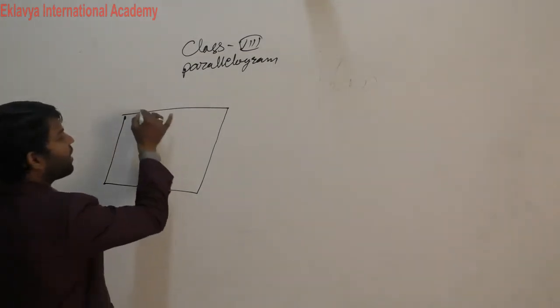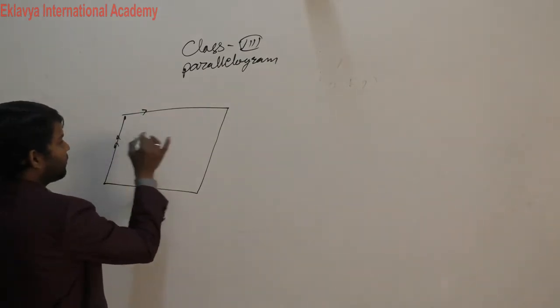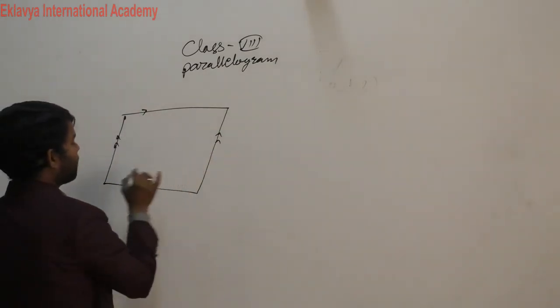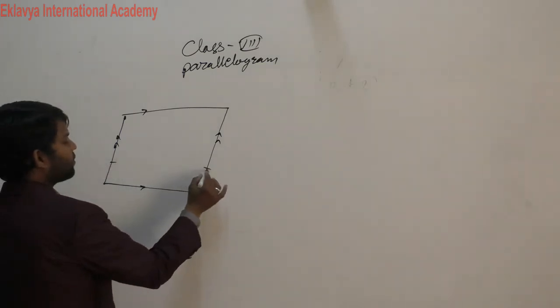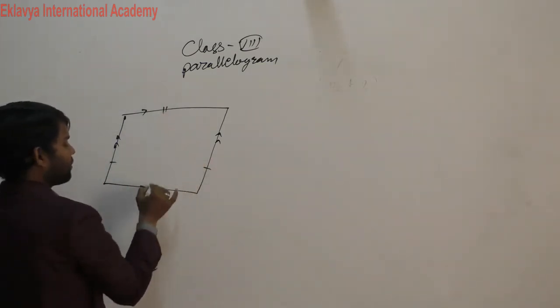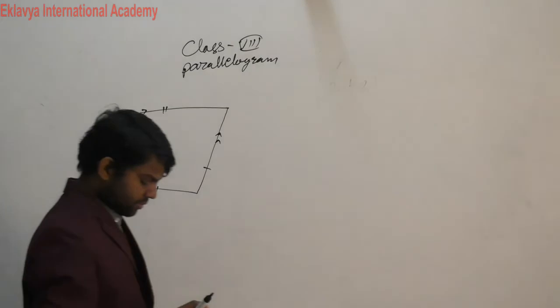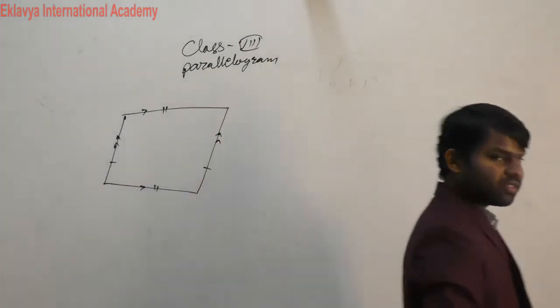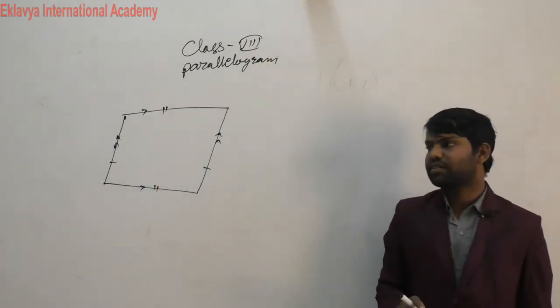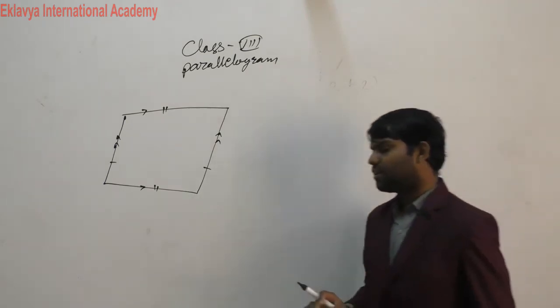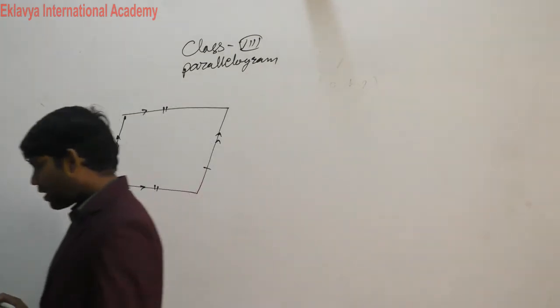opposite sides are parallel and opposite sides are equal. Two properties we have. First one is opposite sides are parallel. Second one is opposite sides are equal.